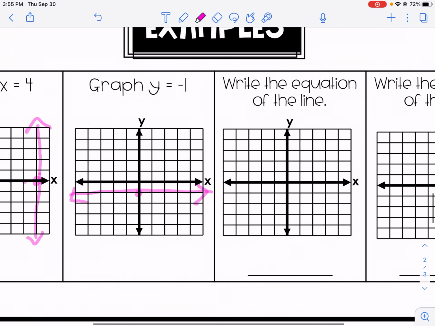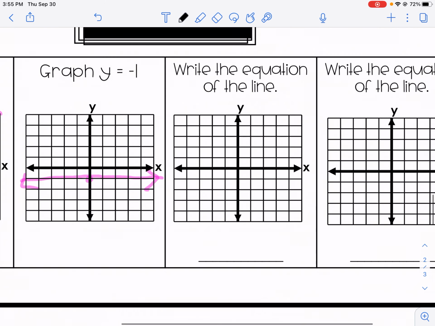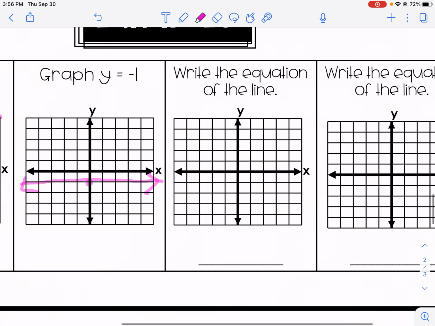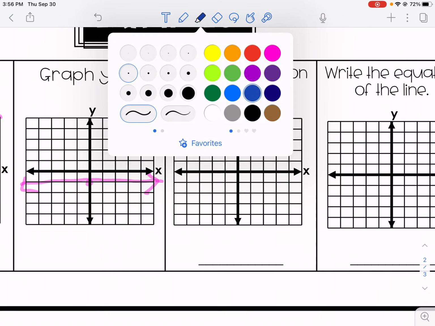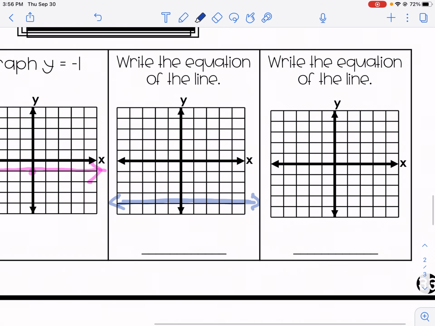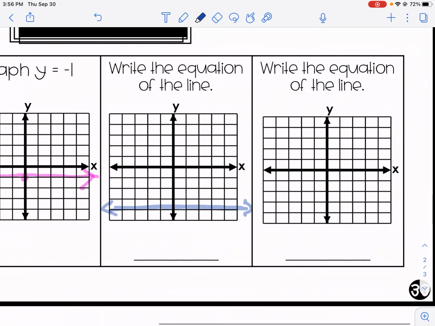Okay, and then last couple. Write the equation of the line, which did not print for you, so hang on. Let's put it, I'm going to do it in blue. Let's put a line right here. Pretend it's right on the line perfectly. And then on this other graph, we're going to do it right here.